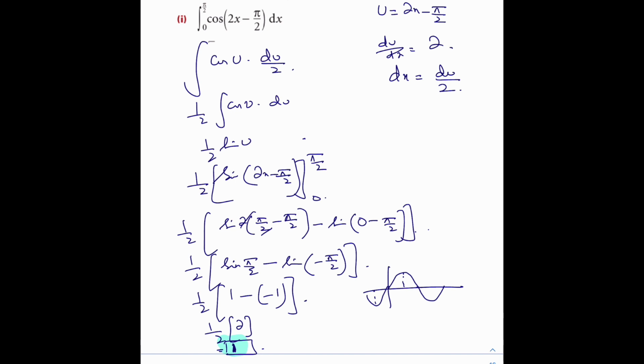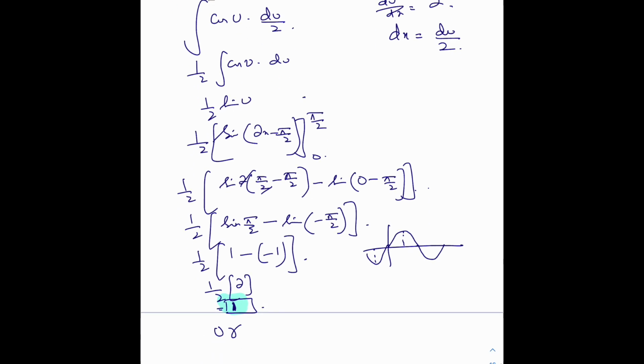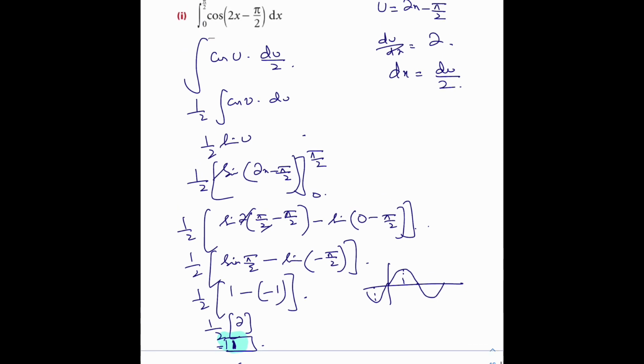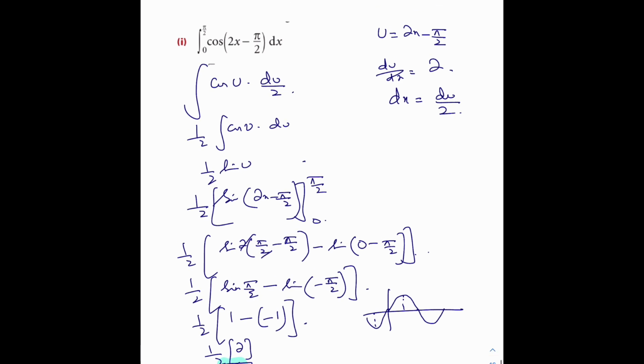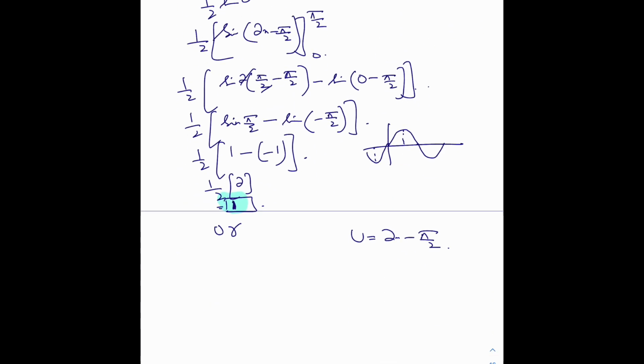Or if you don't want to revert back to x and you want to use the boundaries for u only, that also we can do. Now how do we go about doing that? We know u is actually 2x minus pi by 2, and the boundaries we know are of x, which are pi by 2 and 0. So in place of x, if I put pi by 2, I'll be left with pi minus pi by 2, which is pi by 2. That means u is going to be pi by 2.